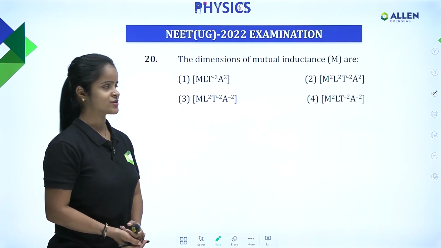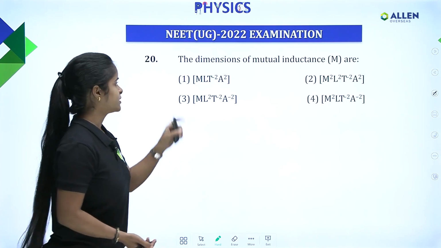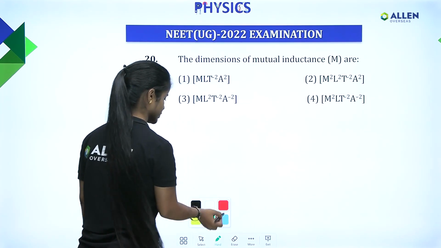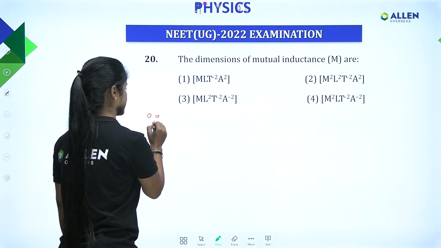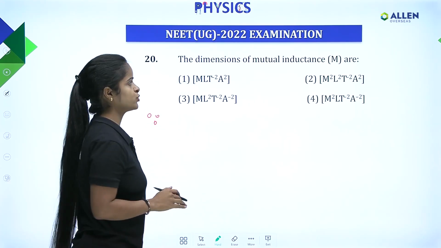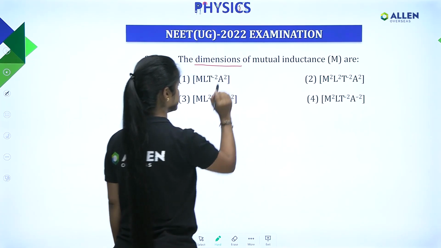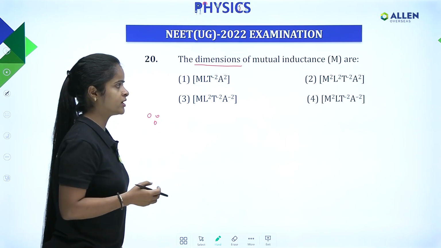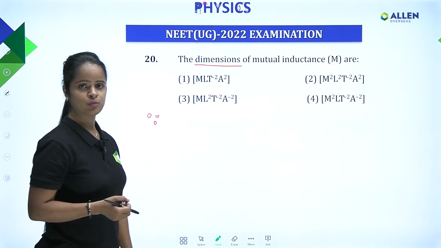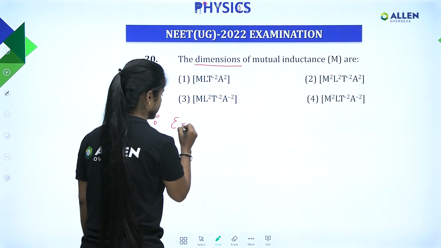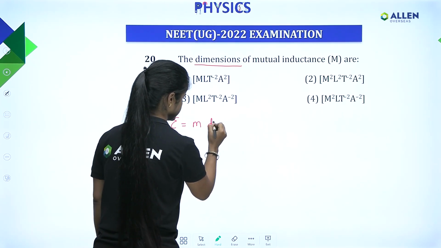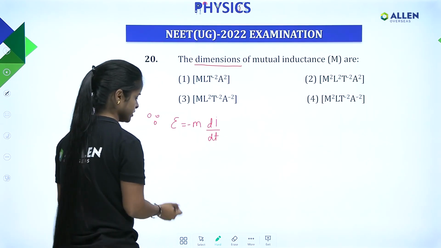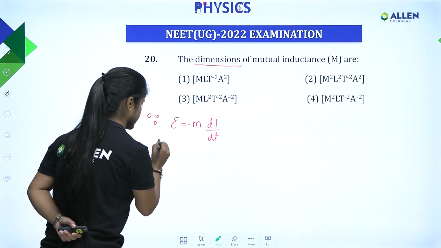Now here is the next question, question number 20. The dimensions of mutual inductance M are. Since in this question our aim is to calculate the dimensional formula, for that we need any relation or equation having mutual inductance. Since E = minus M di by dt, right? Now from here what can we write?